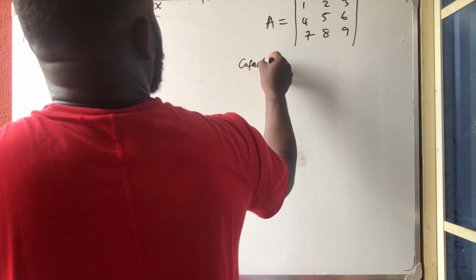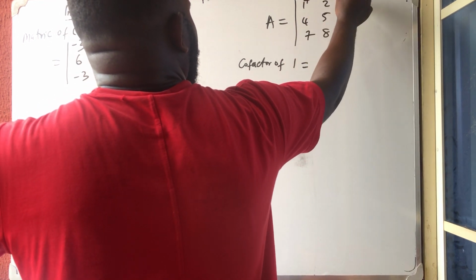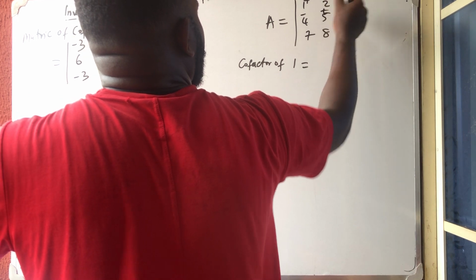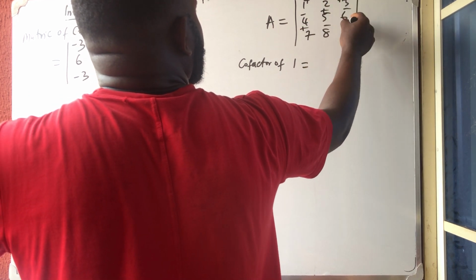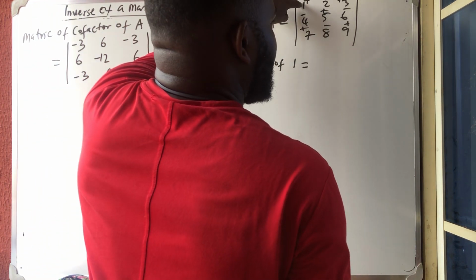So the first one we say was what? Cofactor of 1 is simply, don't forget, just say plus, minus, plus. Since here is plus, you have minus, plus, minus. Then here we got plus, minus, plus. So now we pick the first one. Cofactor of 1 is what we are looking for.